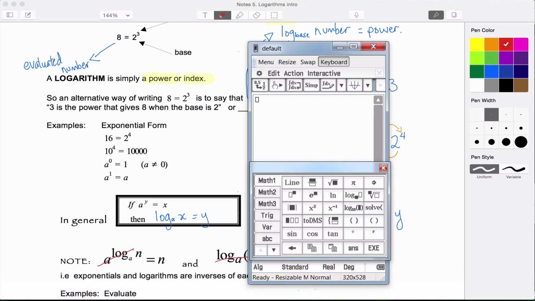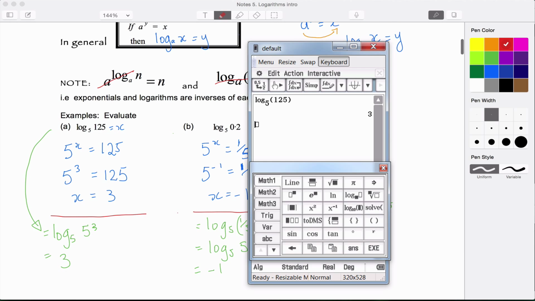Using the calculator for those last 3 examples, we just need to use this key here, the log key. Press it, it lets you put in any base there, so I'm going to use the first example, log 5 of 125, press EXE, and you'll have your answer, which was 3, what we got here. Same thing, you can type in log 5 of 0.2, or you could put a fraction in there, press EXE, you end up with -1.